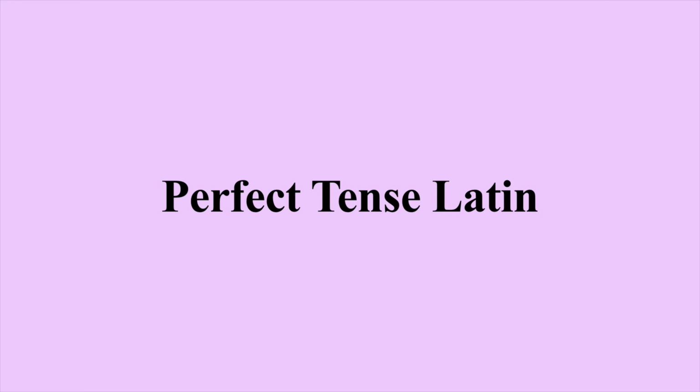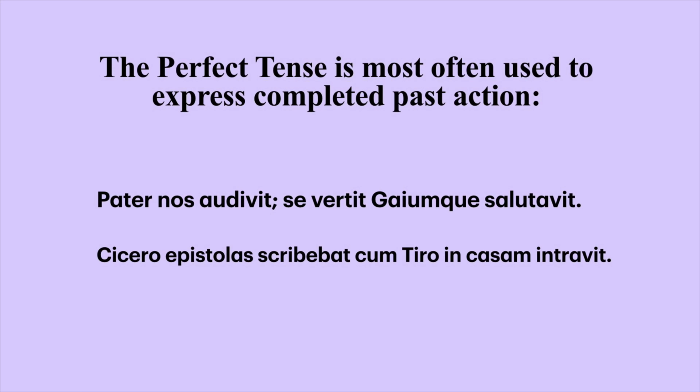The perfect tense is most often used to express completed past action. Here we can see a couple of example sentences. Pater nos audivit, se vertit Gaiumque salutavit. Father heard us, he turned around and greeted Gaius. So here we see audivit, heard, in the past tense, se vertit, he turned around, salutavit, and greeted Gaius.